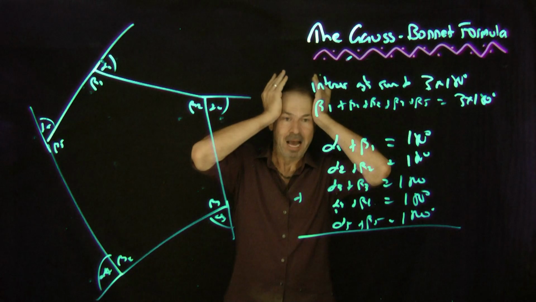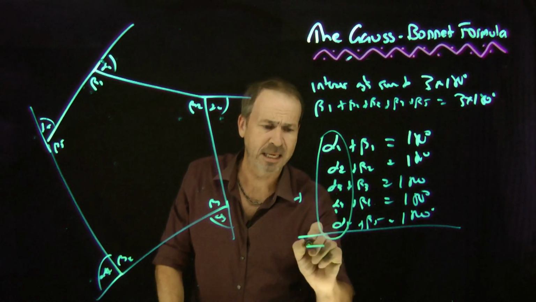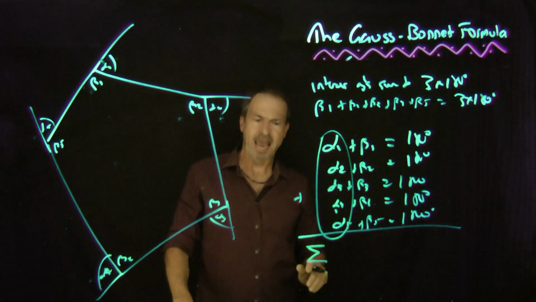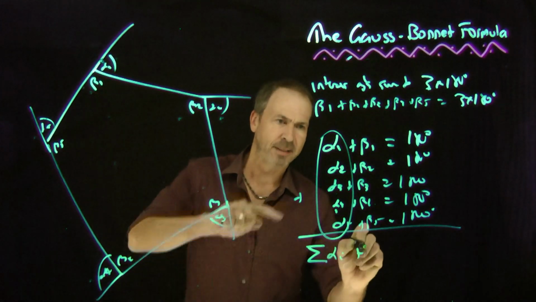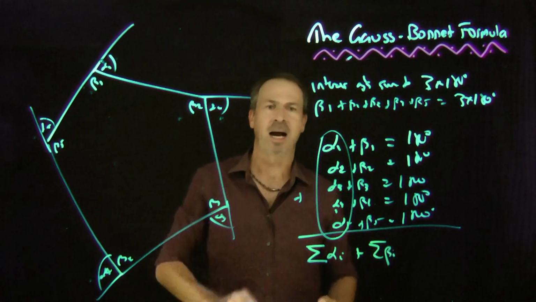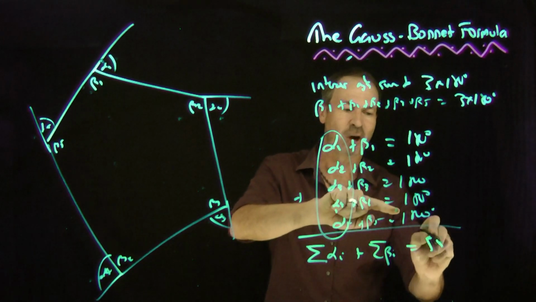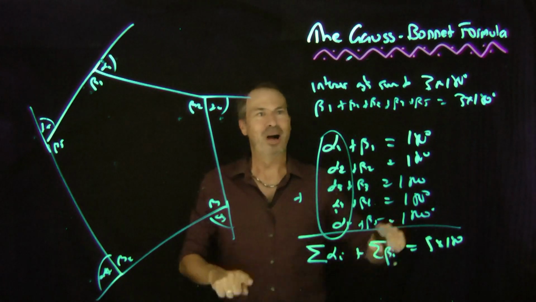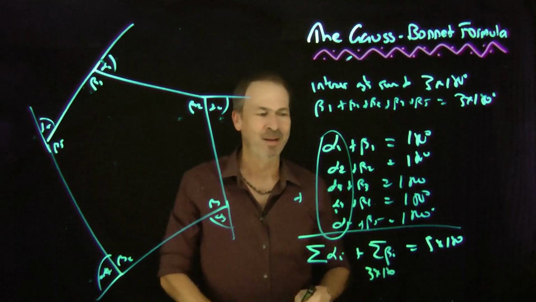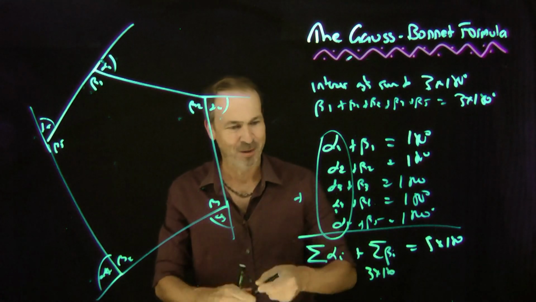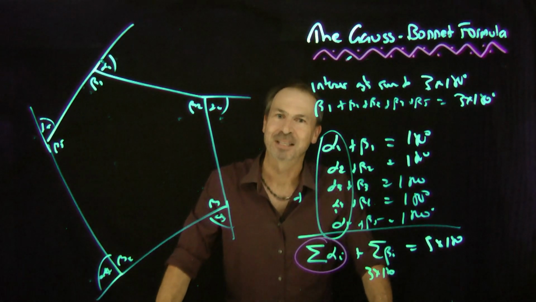Okay, so let's see what I've got here. It's going to get a bit crazy. Right there, if I add up all the alphas, let me just write sigma, capital Greek letter sigma for sum, the sum of all the alphas, alpha 1 plus alpha 2 plus alpha 3 plus alpha 4 plus alpha 5, plus the sum of all the betas, would equal 180 plus 180 plus 180 plus 180 plus 180, 5 copies of 180. Oh, but the sum of all the betas is 3 copies of 180. I can now deduce that this must be 2 copies of 180 degrees. It must be 360 degrees.